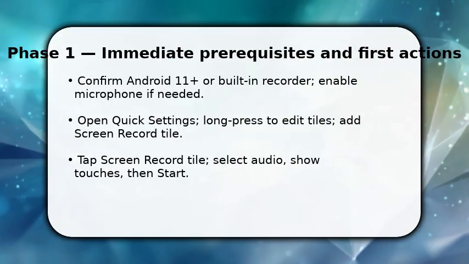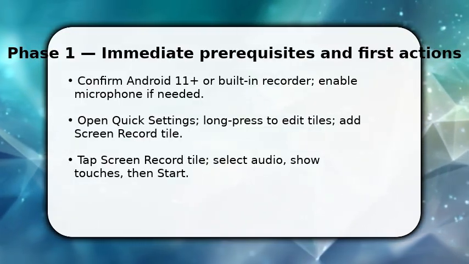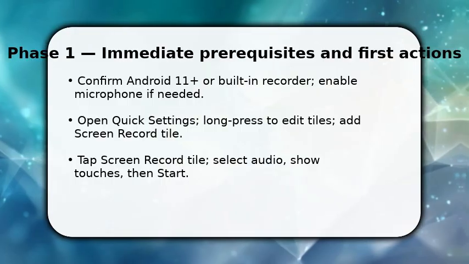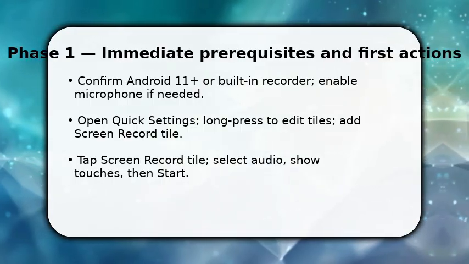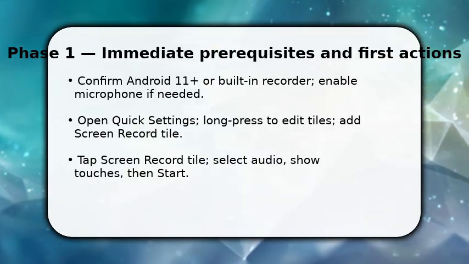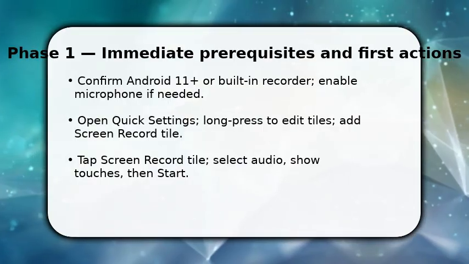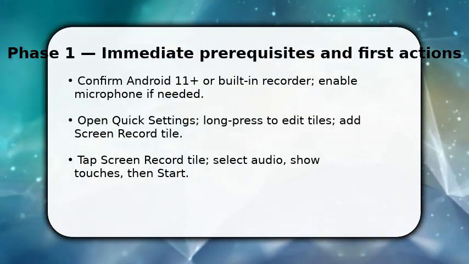You begin by confirming your phone supports the recorder, Android 11 or newer, or a manufacturer tool. Once done, open Quick Settings and add the screen record tile so you can access it fast. Next, tap the tile and choose whether to record device audio, microphone, or both. Enable Show Touches if you want taps visible.